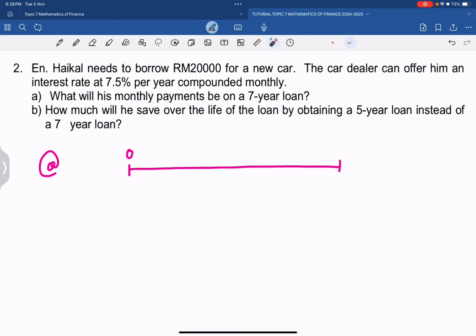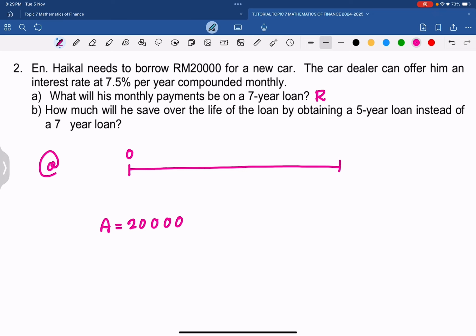So when the question asks for monthly payment on a 7-year loan, it means that the question wants the R. Okay, so 20,000 ni dia adalah present value annuity. Okay, 20,000 sebab dia buat loan tu sekarang, that's why dia present, nilai masa kini.